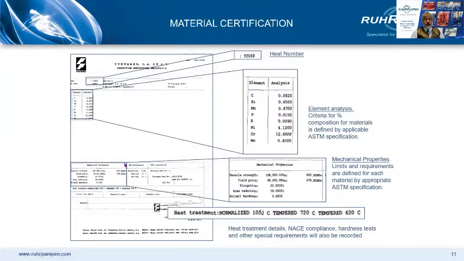Still on material certificates, here is an example of a 3.1 certificate. We have the heat number, we have the elemental analysis, we have the mechanical properties, we have the heat treatment. In all cases, the inspector will have the ASTM or the DIN for the material in front of him, and he will check that every reading is within spec. Then he stamps it and signs it.